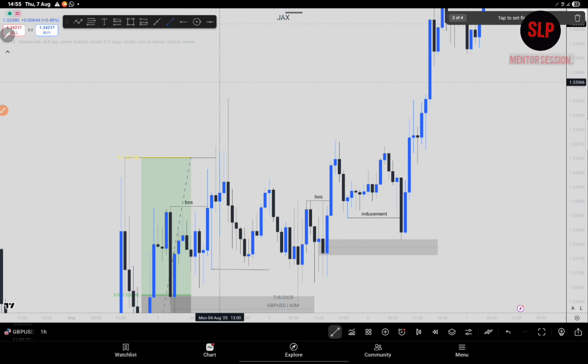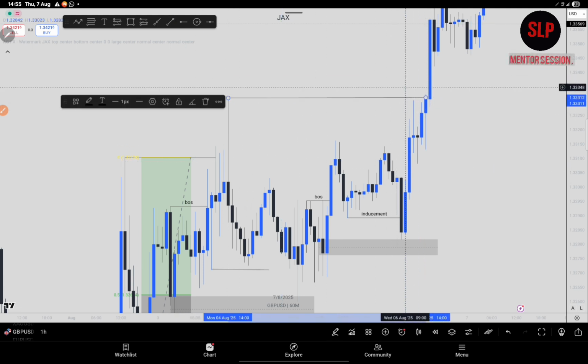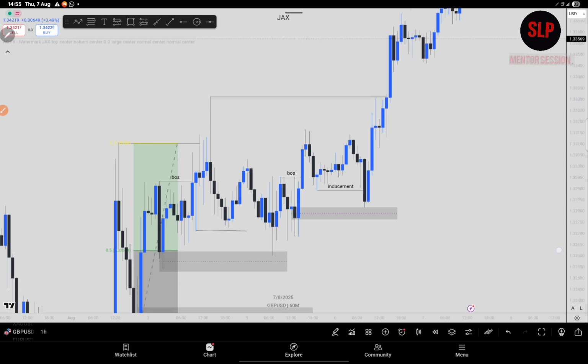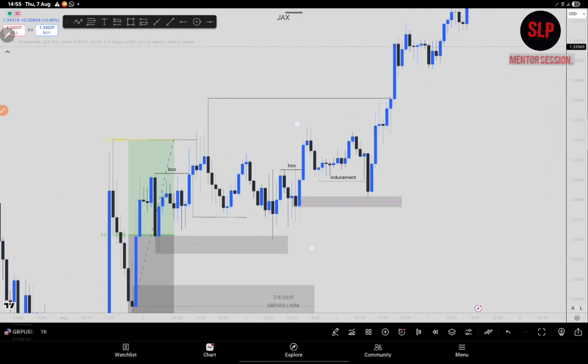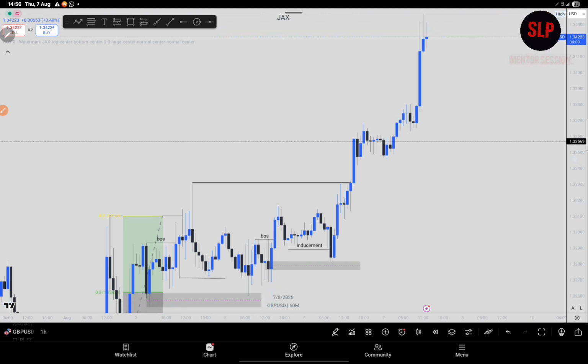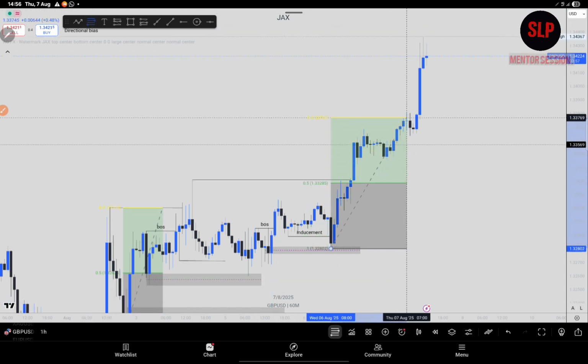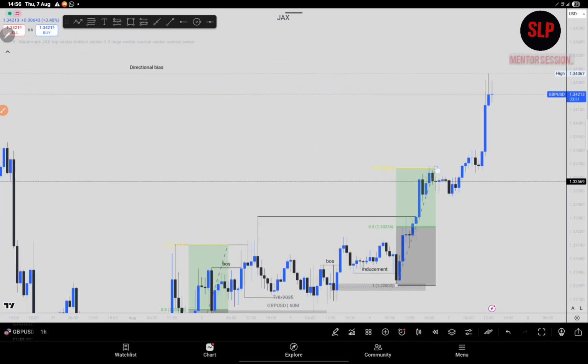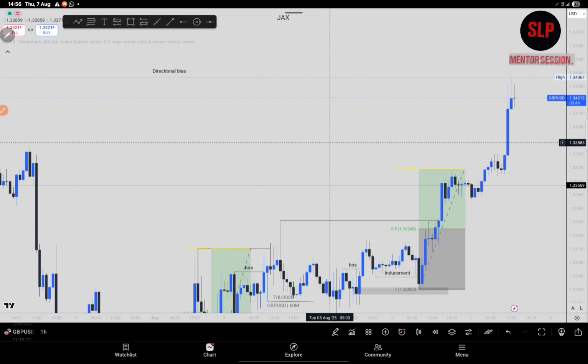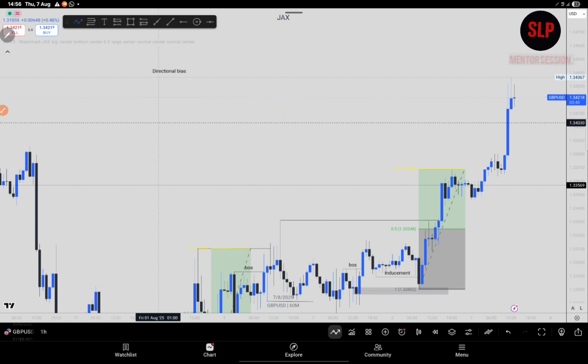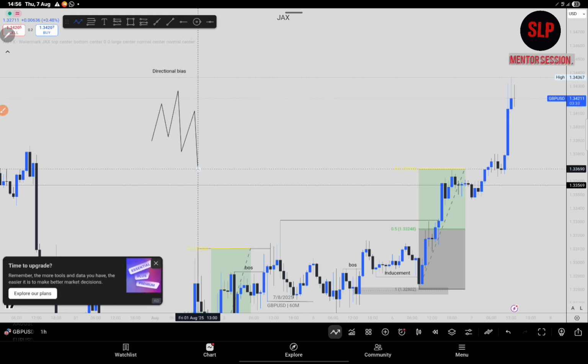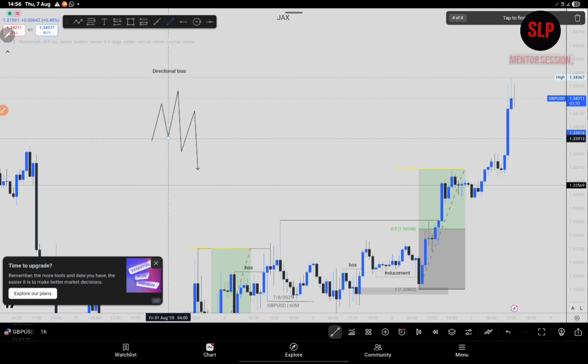Price has broken this high here, so we have a new swing structure. I was considering this to be my higher high, but this is not valid. This is not my higher high, because for the higher high to be confirmed, it needs to take out internal structure. It needs to take out internal structure.